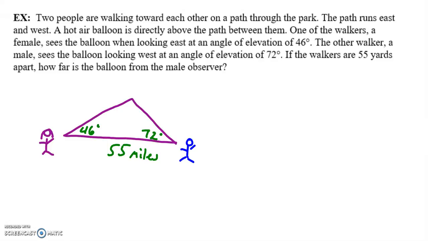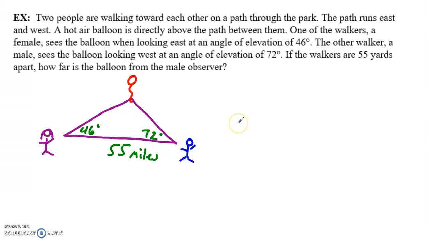So here was my general diagram. We had a balloon up here, we had a female and a male. The female was looking up at the balloon at 46 degrees, and the male was looking up at the balloon at 72 degrees from the ground. And they were 55 miles apart. So I drew them all as one triangle, so hopefully I could use the law of sines. So at this time, if you'd like to pause the video and copy the diagram, please do so.